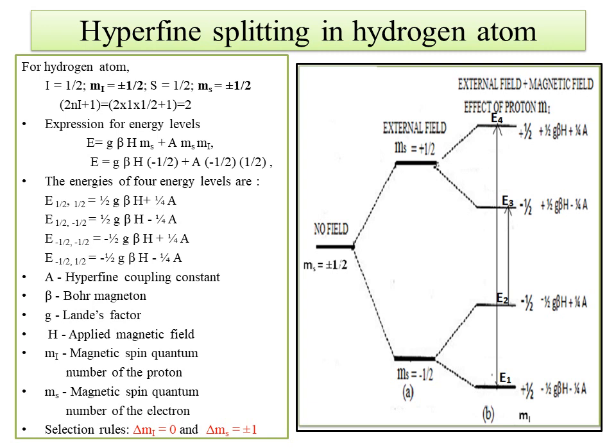The energy of each energy level is obtained by using the formula E is equal to g beta H MS plus A MS MI. The possible energies for each energy level are also shown in this slide. Here A is the hyperfine coupling constant, beta is the Bohr magneton, and MS is the magnetic spin quantum number of the electron.